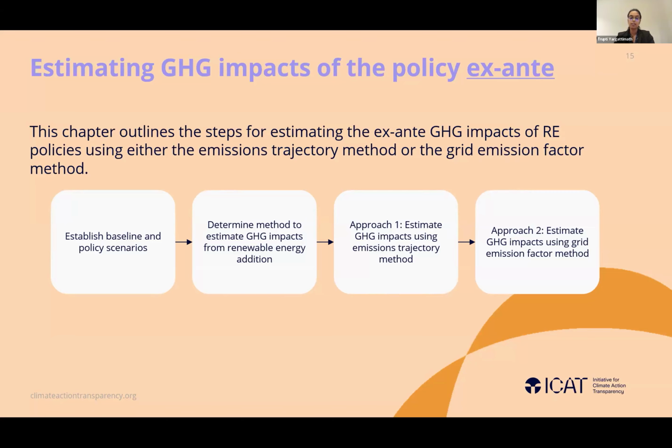So in simple terms, the emission trajectory method looks at how the electricity system and its emissions are expected to evolve, while the grid emission factor method focuses on the emissions associated with the electricity that is displaced by renewable energy. So throughout this step of the methodology, the guide provides practical support for carrying out the entire assessment. This includes guidance on what data would be required, how to find it, where to find benchmarks, how to select the appropriate modeling tools, and how to deal with different methodological choices, which will be very important once the assessment gets ongoing.